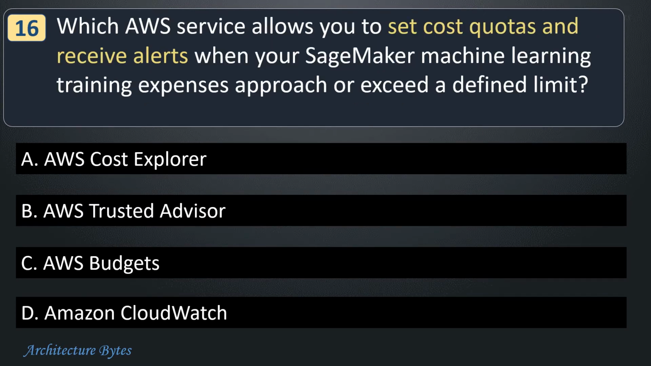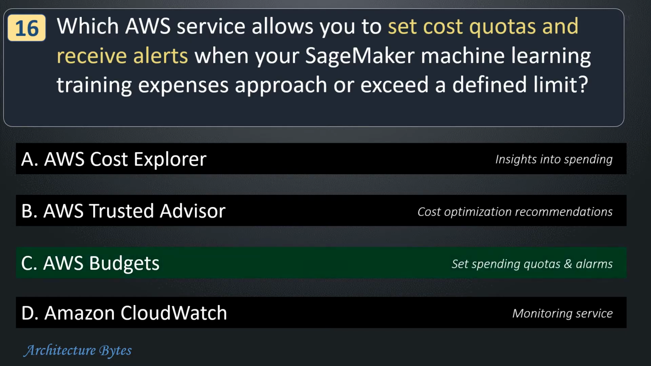Which AWS service allows you to set cost quotas and receive alerts when your SageMaker machine learning training expenses approach or exceed a defined limit? Our options are AWS Cost Explorer, AWS Trusted Advisor, AWS Budgets, or Amazon CloudWatch.